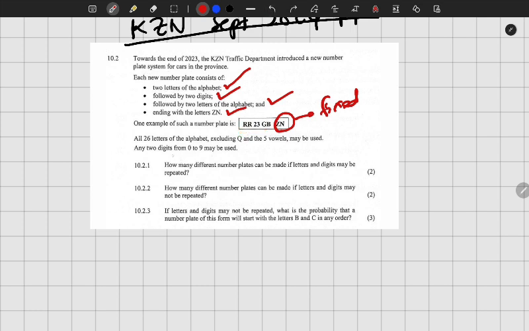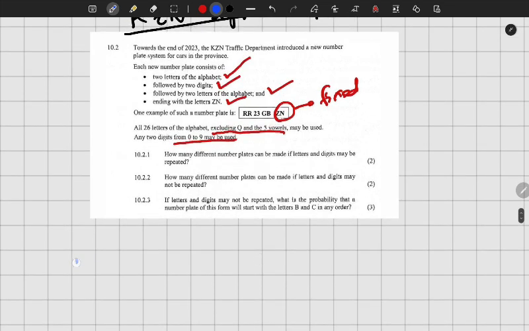So they're saying all 26 letters of the alphabet, excluding Q and 5 vowels, may be used. So we underline that. So we're using all the letters except Q and the 5 vowels. And then in terms of the digits, we can use digits from 0 to 9. Let's look again at them. Just begin what they gave us.